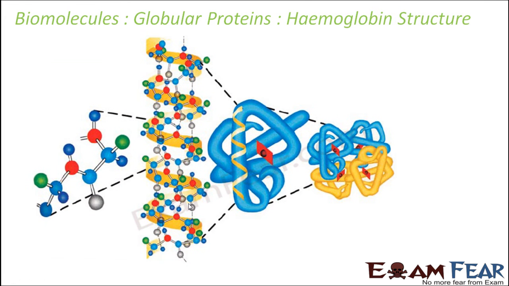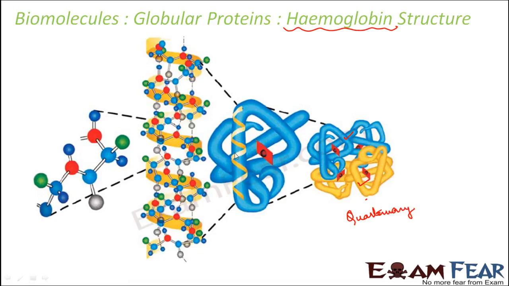Similarly, if you talk about a globular protein, for example, hemoglobin, this is how the structure of hemoglobin would be. Which structure is this? Primary, secondary, tertiary, or quaternary? This is a quaternary structure because you have two separate chains of polypeptide. One is the blue chain and one is the yellow chain. Two separate chains, they are joined by hydrogen bonds. So this is the quaternary structure.